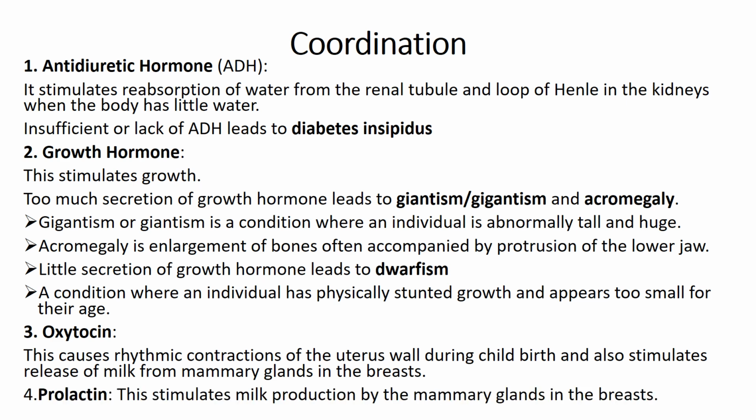The next one is prolactin. Prolactin stimulates milk production by the mammary glands in the breast. Just like oxytocin, prolactin is basically centered on stimulating milk production by the mammary gland in the breast, whereas oxytocin is the releasing of milk from mammary glands and also controlling the rhythmic contraction of the uterus.